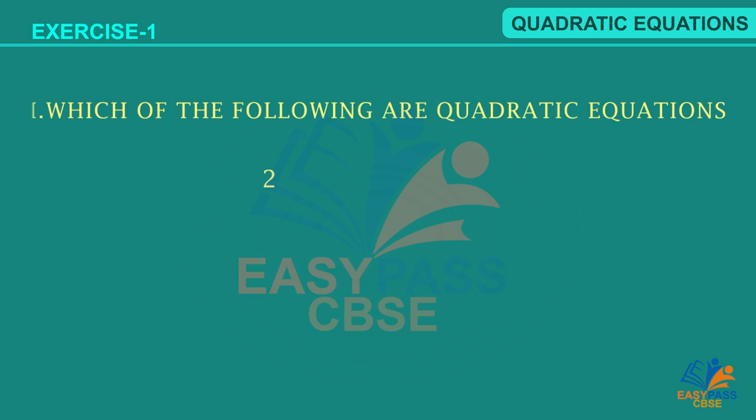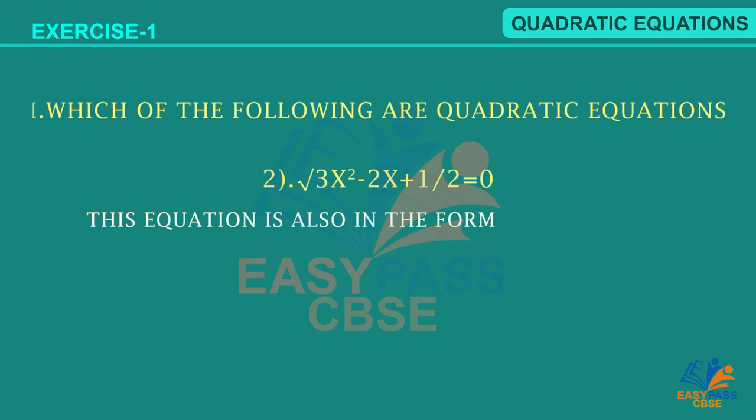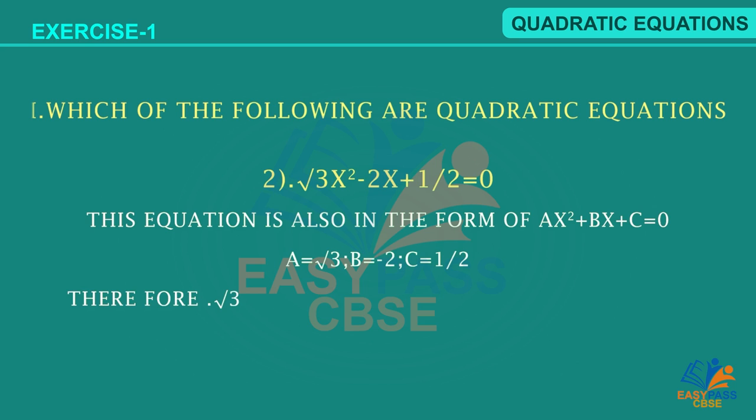Question number 2. Root 3 times x square minus 2x plus 1 by 2 is equal to 0. This equation also is in the form of ax square plus bx plus c is equal to 0, where a is root 3, b is minus 2, c is 1 by 2. Therefore, root 3 x square minus 2x plus 1 by 2 is a quadratic equation.